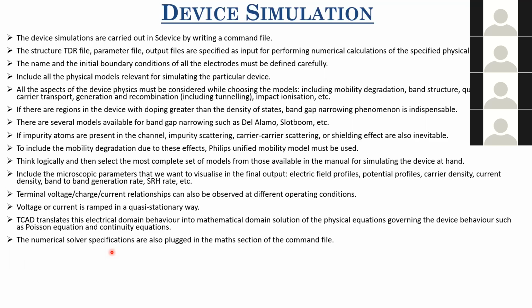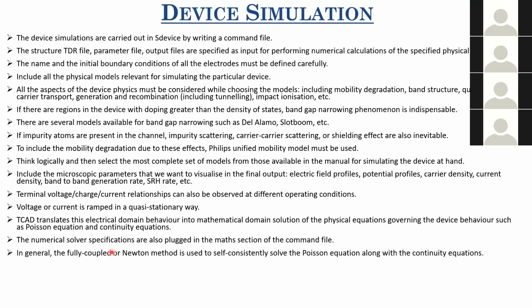Also, we have to plug in the numerical solver specification. For instance, there are several numerical solvers which can solve differential equations. Some of them are Newton-Raphson and Gummel. So what exactly do you want? I mean, which kind of numerical solver do you want to use to solve these physical equations? In general, what people use is a fully coupled or Newton method. And then you self-consistently solve the Poisson equation along with the continuity equations.